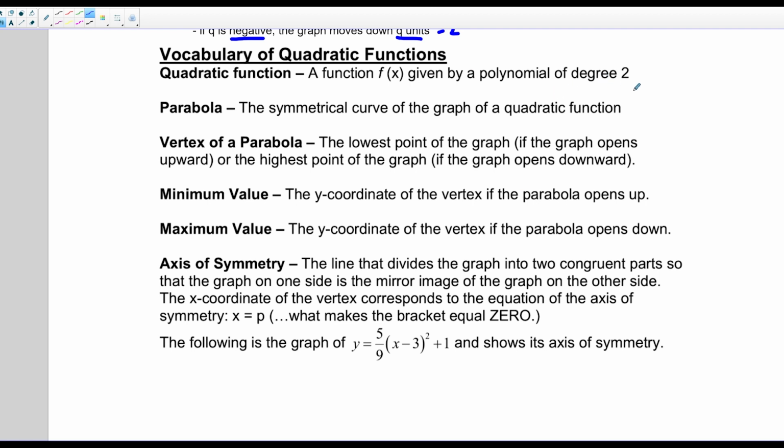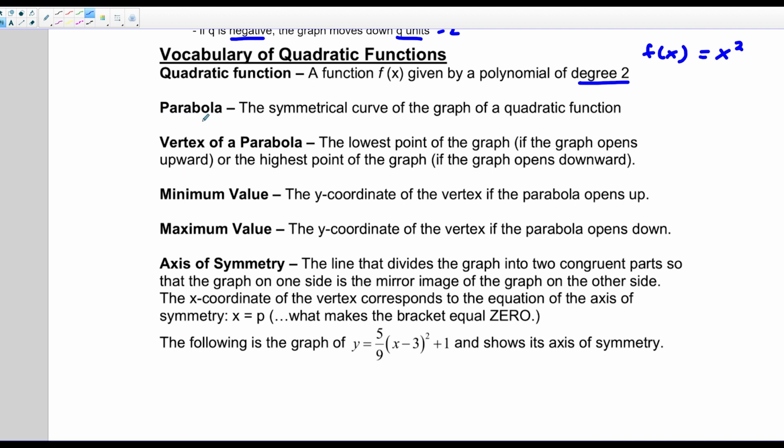So I've been using a lot of vocabulary that you may or may not have caught. So let's take a look at a quick summary of what we've discussed so far. A quadratic function is really just any function f of x with a polynomial of degree 2. The most basic one that we're going to look at in this outcome is f of x is equal to x squared. So we can see that degree of 2 really just means that we have an exponent of 2.